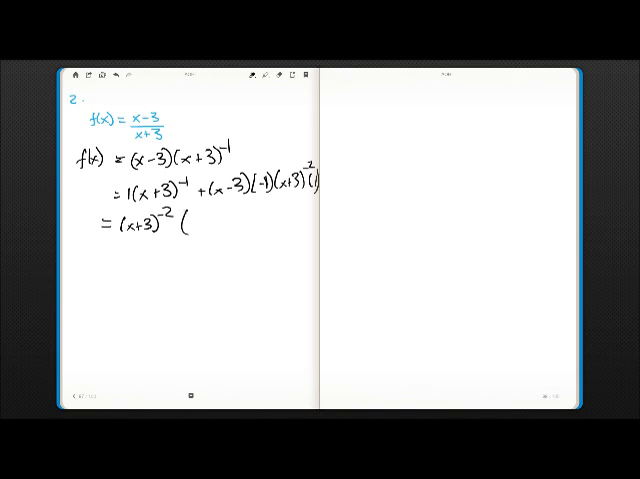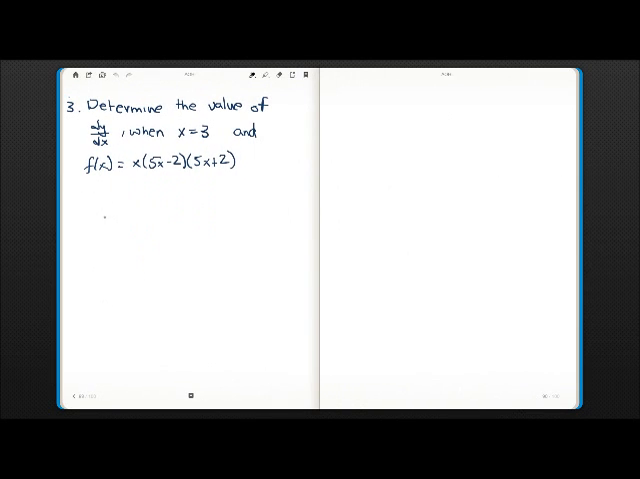And that will give us x plus 3 minus x plus 3. I just expanded this and collected like terms, so it'll be 6 over x plus 3 squared, and that's the derivative. Sorry, I forgot the f prime of x again. Okay, so that's pretty much it. Simple. Next is a word problem. Determine the value of dy over dx when x equals 3, and the function is f of x equals x times 5x minus 2 times 5x plus 2.